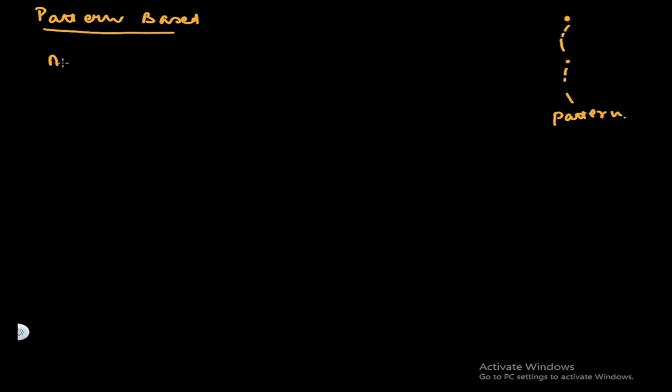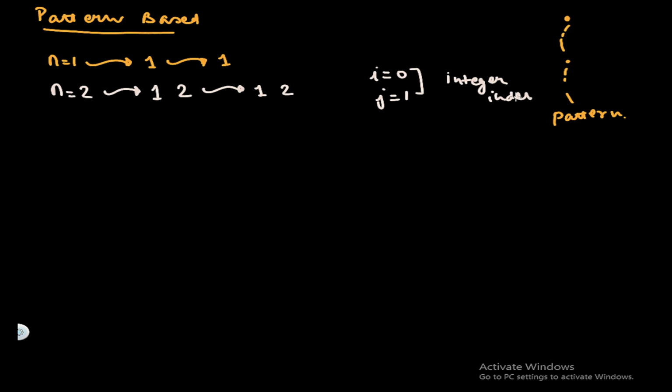Let's say that we are given n equals 1, so the only possible combination is 1, and the answer would be 1. Now let's say that n equals 2. We have the permutation 1, 2. There is no i and j relation over here, so the output would be 1, 2. Why? Because i is 0 and j is 1, and there cannot be a k between them, because the indexes of the array are integer indexes, so there cannot be any k with i less than k less than j.